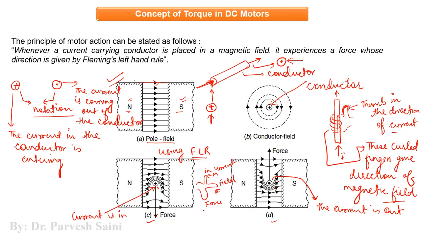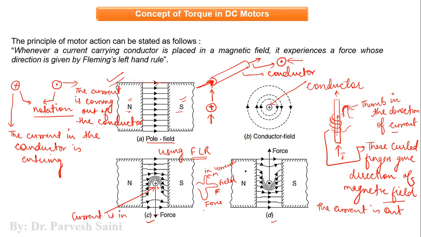Similarly, if you apply Fleming's left hand rule in this case, as you can see, the current is coming out of the conductor because here we have a dot encircled. So if we place the middle finger of the left hand towards our face, and the forefinger, that means the first finger, in the direction of magnetic field, the thumb will give you the direction of force. You will always find that your thumb is pointing upward.